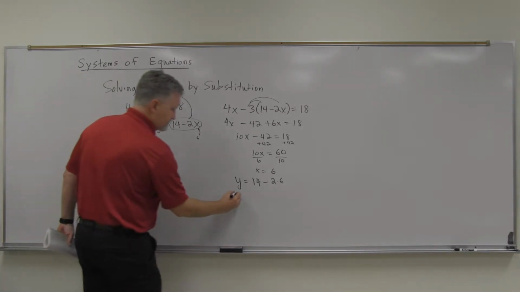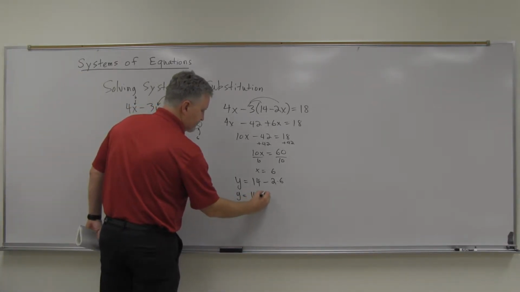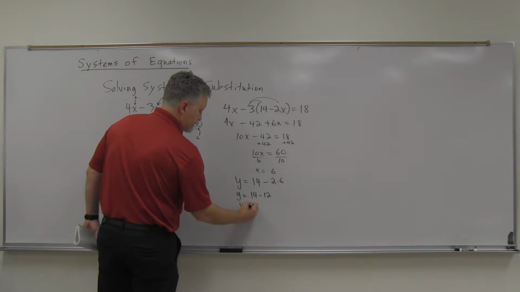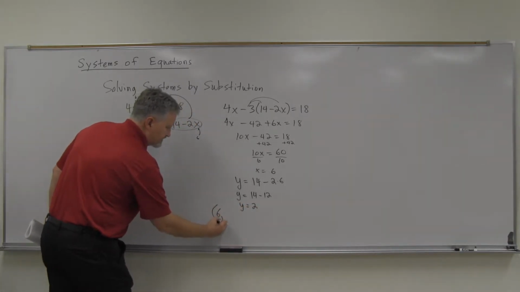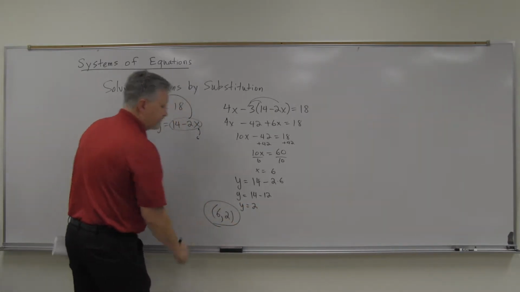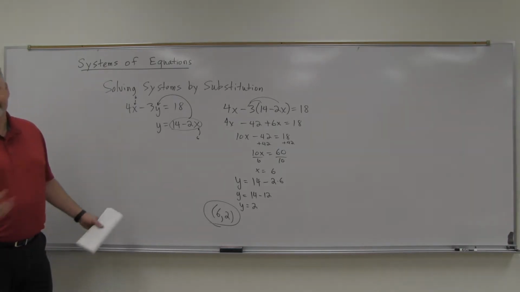Was that 14 minus 12? So y is 2. Yeah, so our solution, x is 6, y is 2. That would be the solution to this system. Okay?